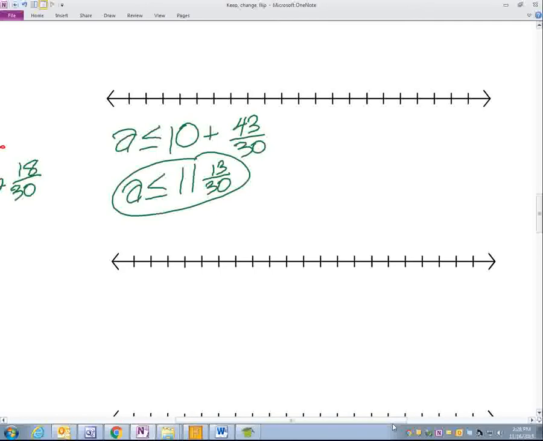We have A is less than or equal to 11 and 13/30ths. So what I'm going to do here is I'm going to do something a little different. I'm going to do 11 and a half right here. 1, 2, 3, 4, 5, 6, 7, 8, 9, 10. I did do the half. Here's 12. And this one will be 11. I'm putting my answer in the middle.